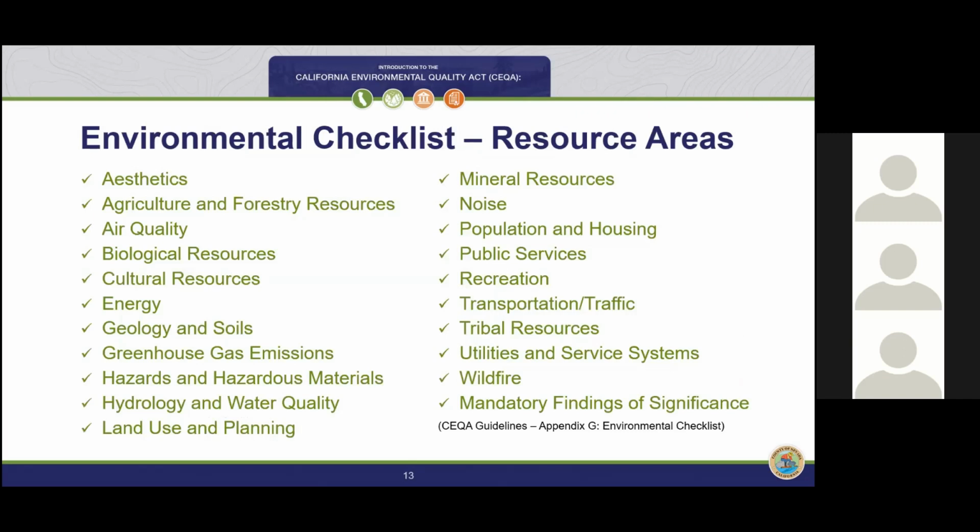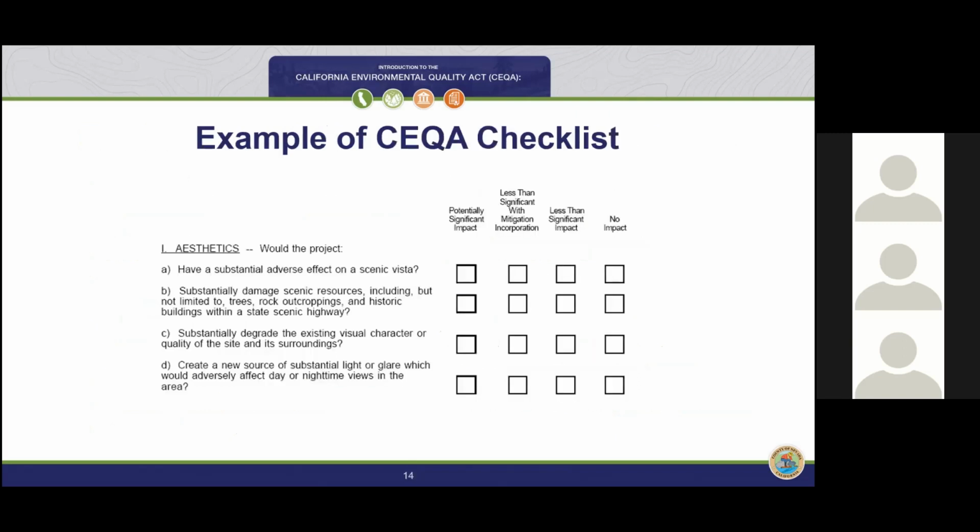So within the checklist, we have 20 different resource areas. The resource areas provide a pretty thorough review of all the different potential impacts that might occur. Within each resource area, though, it's not just these resource areas. There's a series of specific questions that are used to determine impacts and further define the resources and what impacts a project might have. And with that, we'll go to the next slide and give you an example of that.